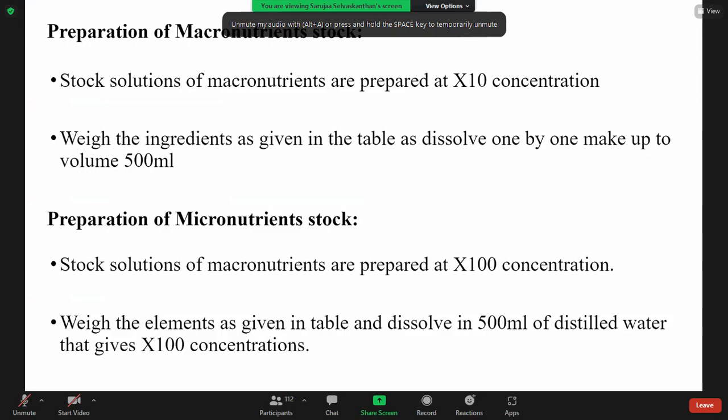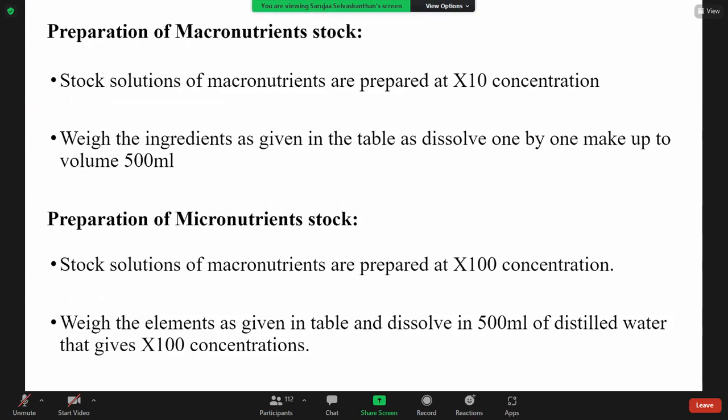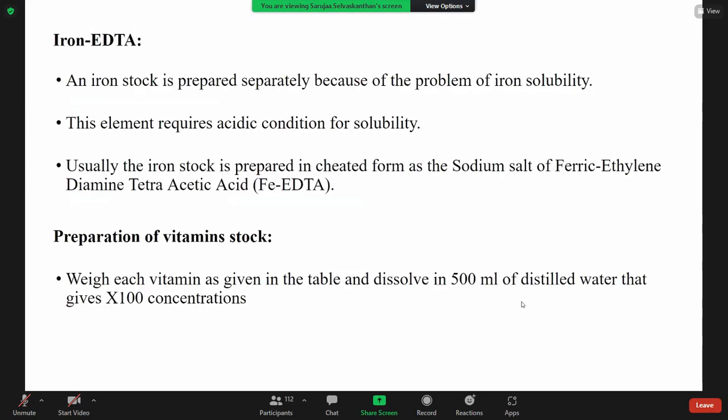So earlier also I told you, the vitamins and stock C micronutrients are present in minute quantity in the final formulation. So to make it easier to measure, we take a 100-fold higher concentration in the stock solution, right? Then we have to measure each and every chemical 100-fold and dissolve it in distilled water. Iron EDTA, that is stock D, again 10-fold, right? We have to measure it.